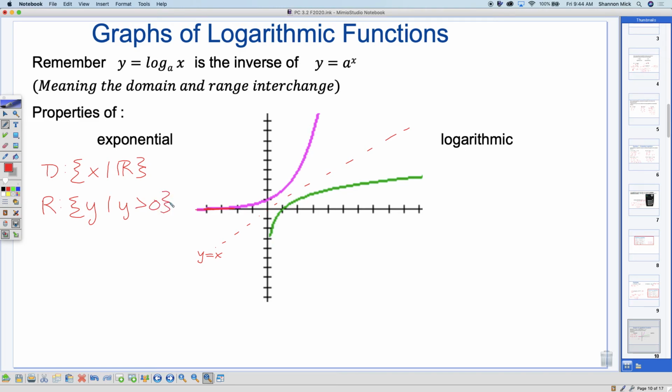And this is the parent function, right? So then we don't have a vertex on this one, do we? But we do have a y-intercept, correct? So the y-intercept was what?